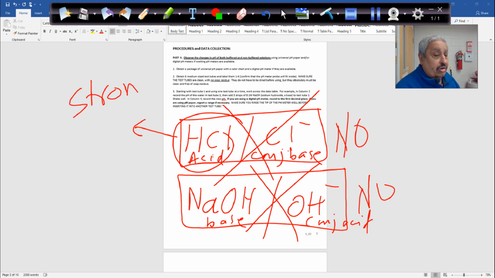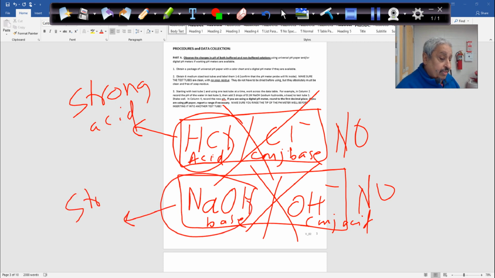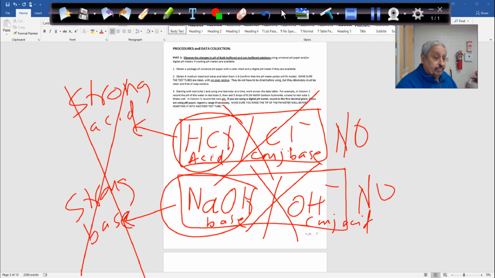HCl is a strong acid, correct? Sodium hydroxide is a strong base. So a strong acid and a strong base cannot form a buffer solution. You have to have a weak acid and weak base, which are conjugate acids or bases.